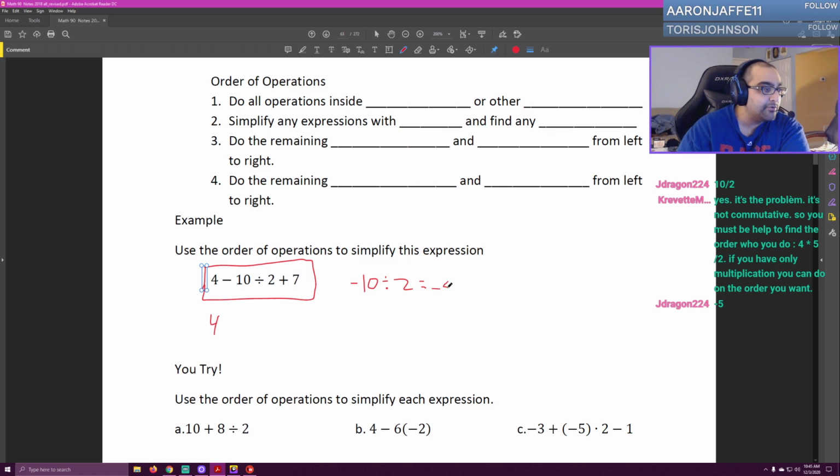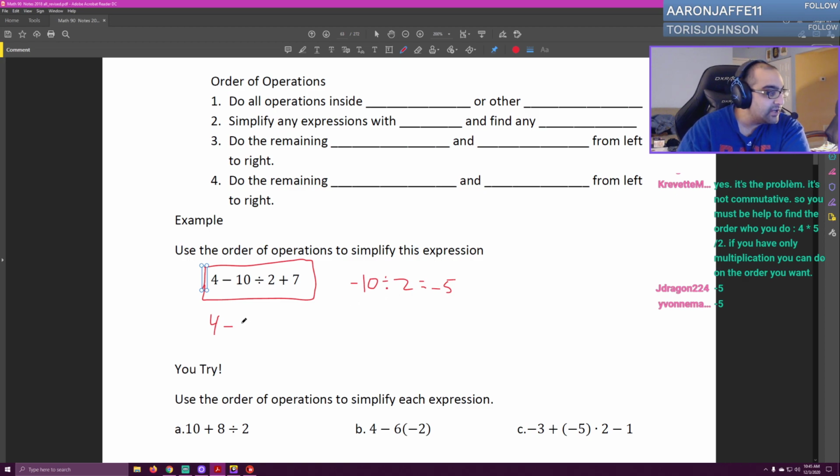Negative 5. Perfect. So far here, we're going to replace this minus 10 divided by 2 with minus 5. Excellent. So we're going to have 4 minus 5, that's where the minus 5 is going to go, where this part here is, and then plus 7. Let's go left to right now.